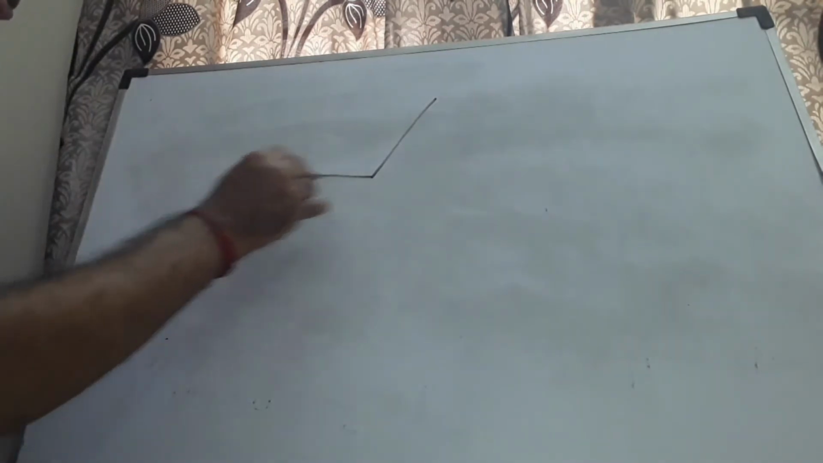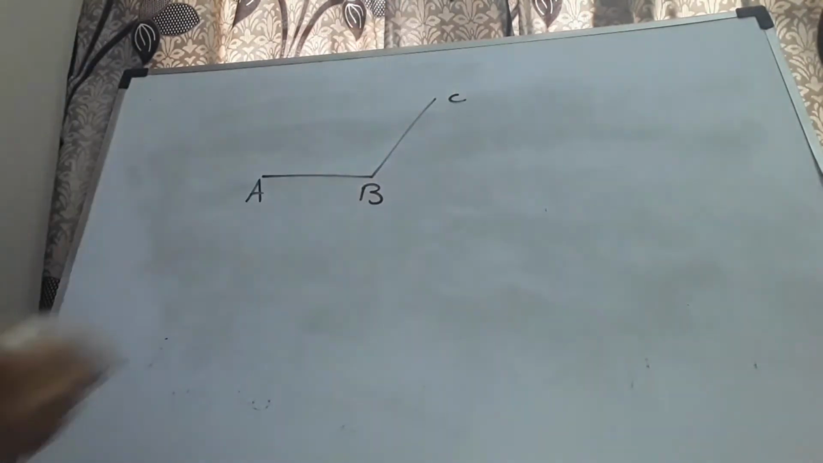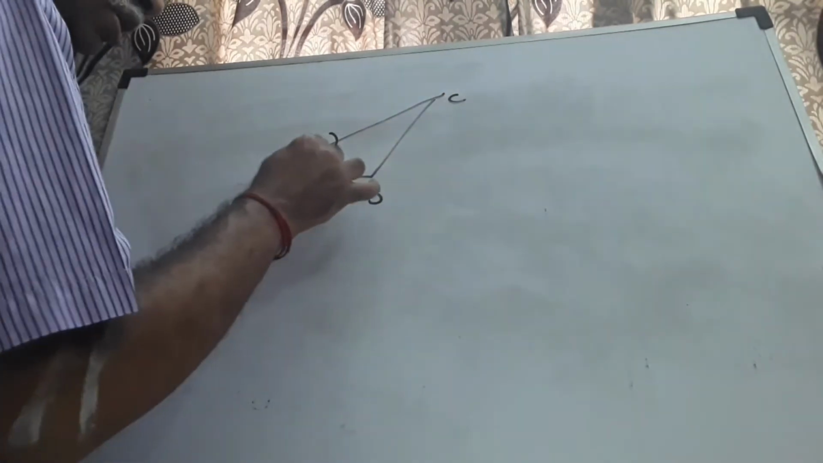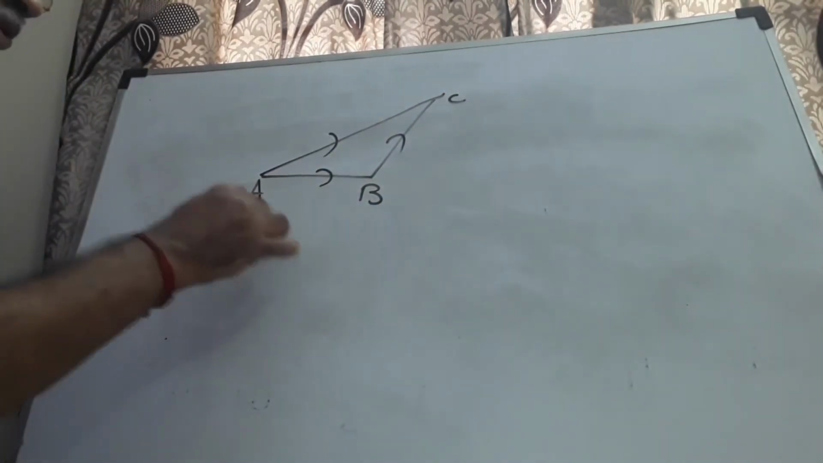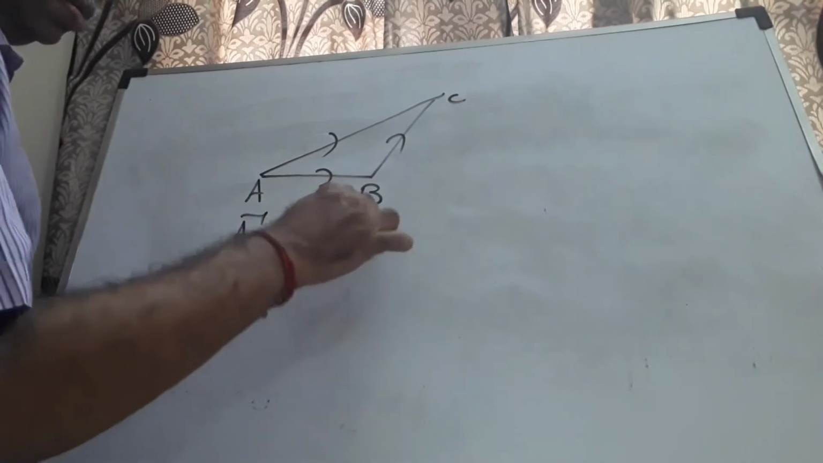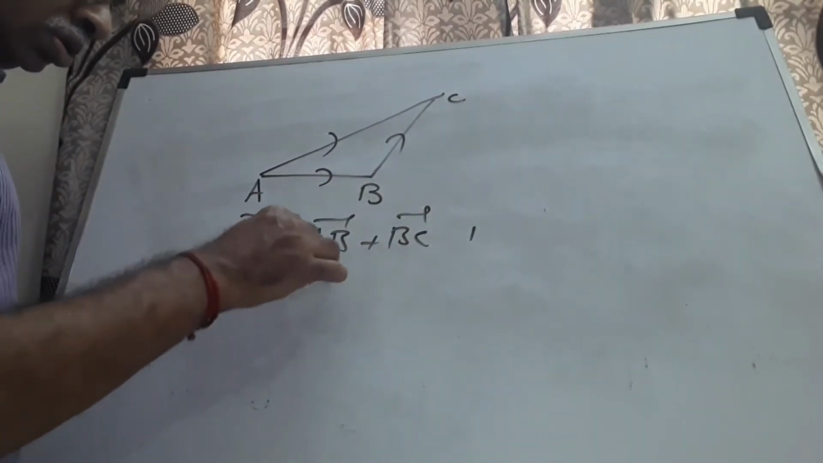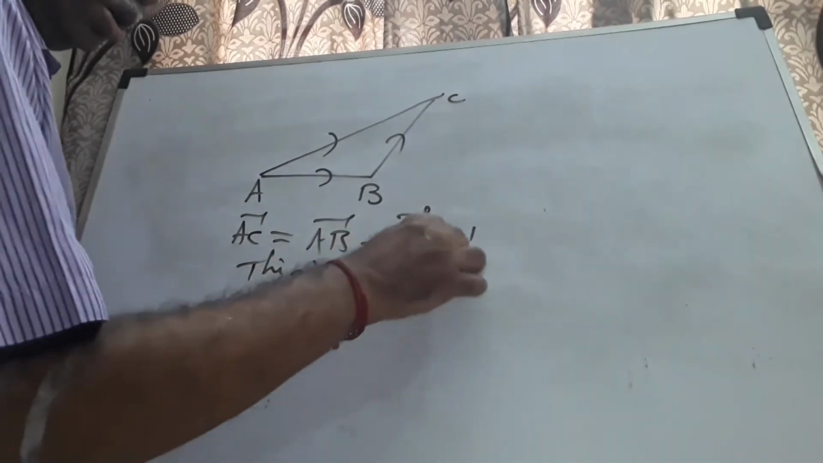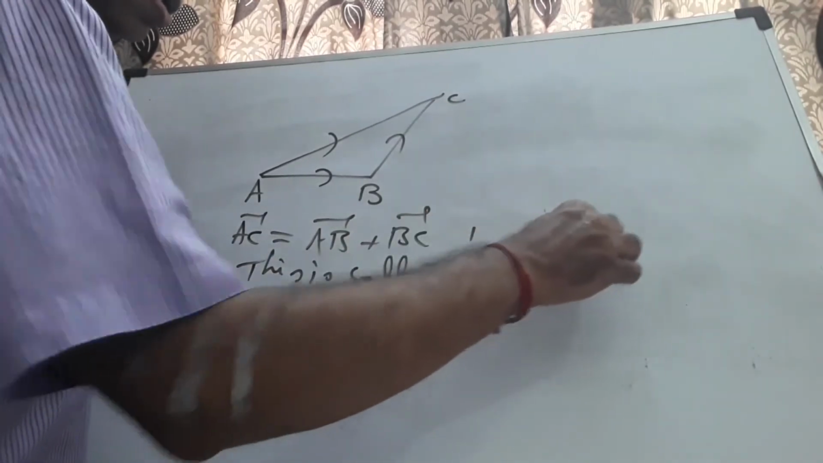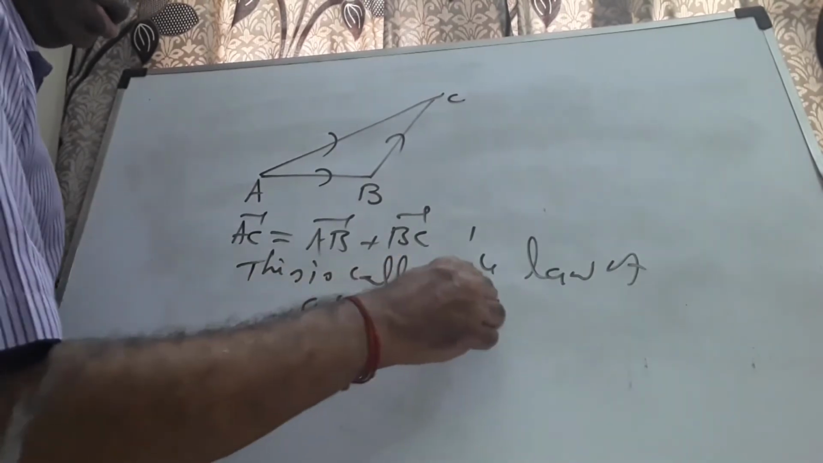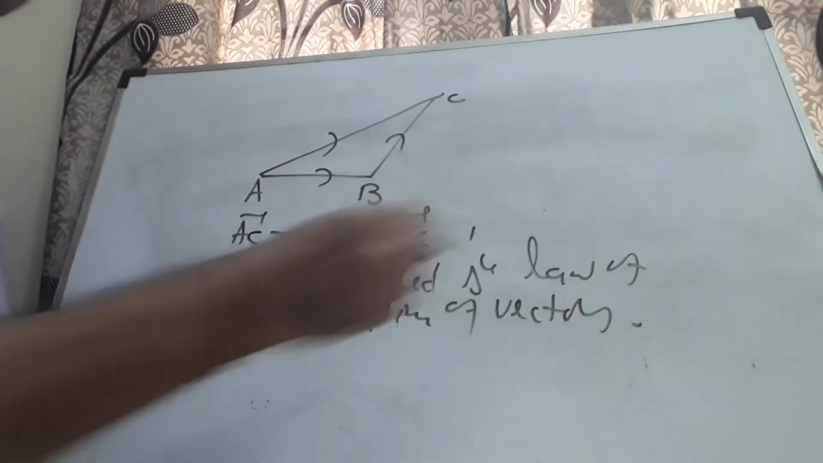Just we take two non-collinear vectors, AB vector and BC vector. Then AC vector can be written as AB vector plus BC vector. This is called the triangle law of addition of vectors.